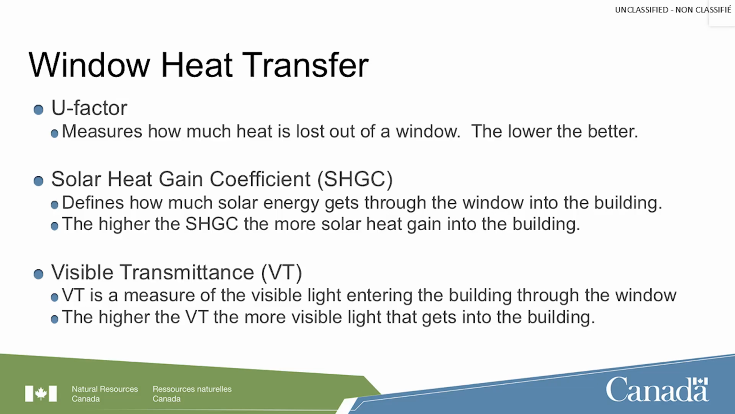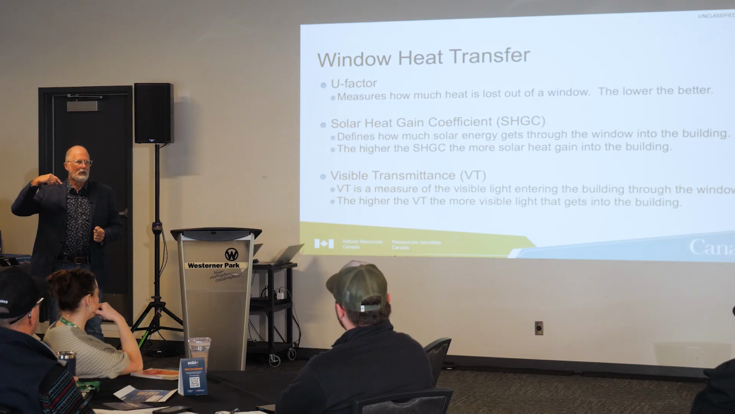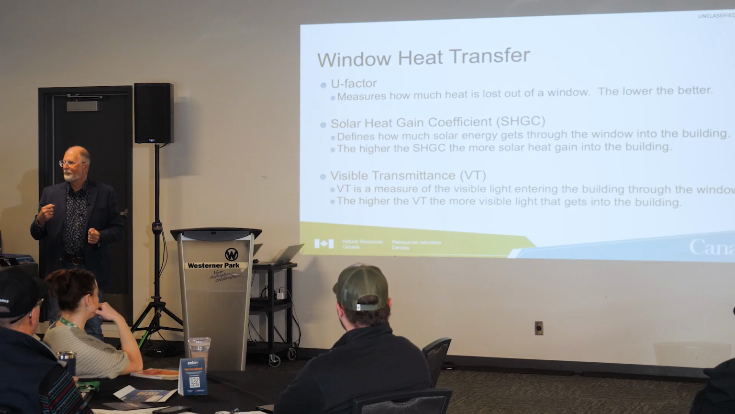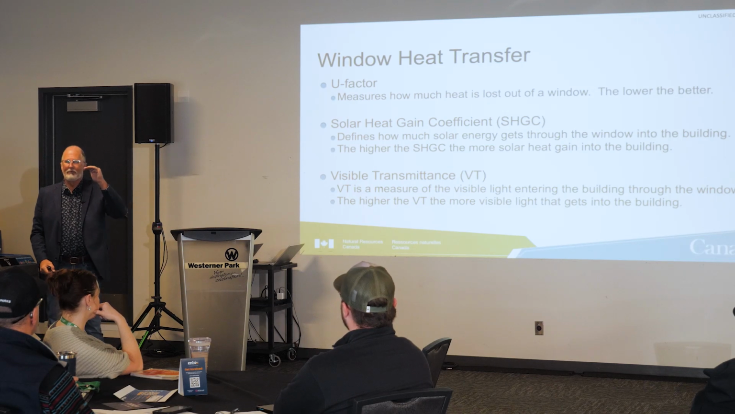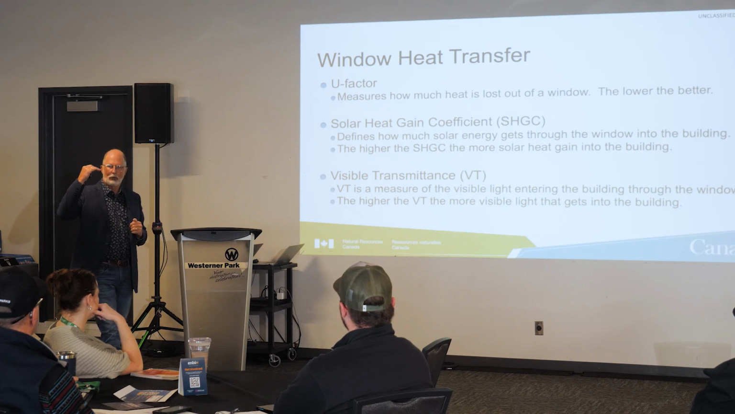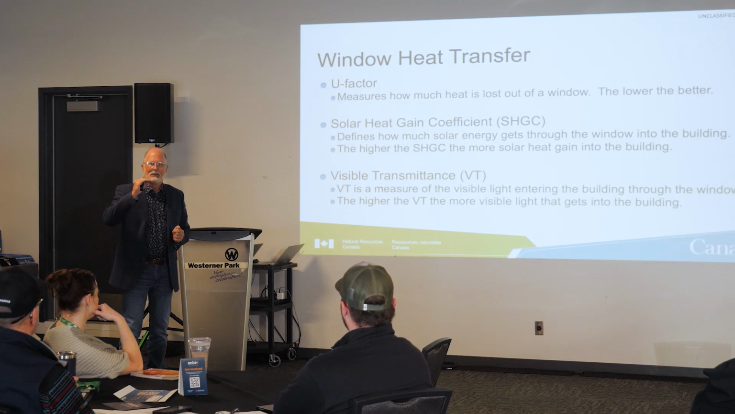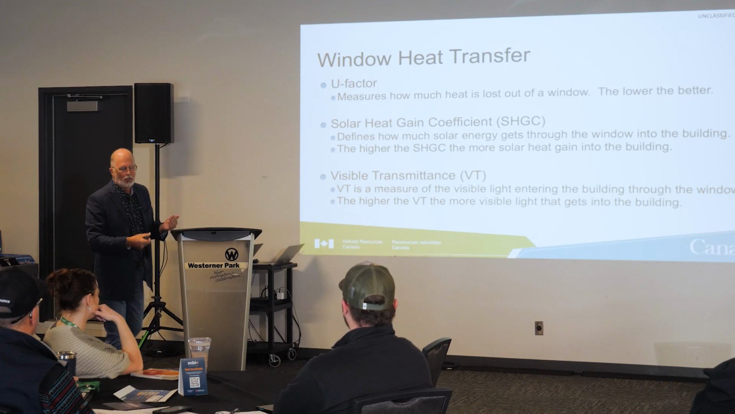So then the third one is visible transmittance. Visible transmittance. That's how much natural light is coming through the glass. Is that important? Sure it is. The more coatings you put on, the lower the visible transmission becomes. Because sometimes when you get lots of coatings, you can really reduce the amount of visible light coming in. And sometimes it's noticeable, sometimes it's not.